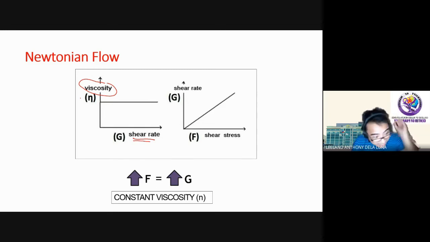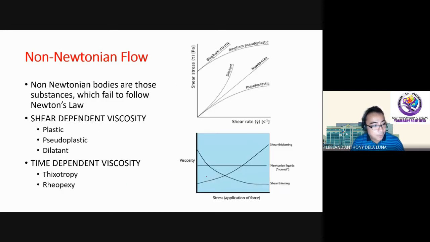Pero, class, syempre, pag nilakasan ko yung pag-alog, yung force applied to it, then, class, mabilis din yung pag-flow ng fluid natin. That's why, class, constant ang viscosity and the shear stress is directly proportional to your shear rate. Okay? Now, ang dali lang ng Newtonian, right? It's a very common type of fluid. And what about non-Newtonian fluids, or those that have non-Newtonian flow?